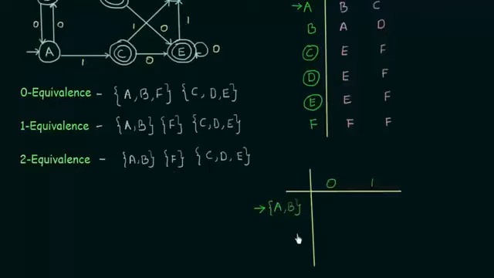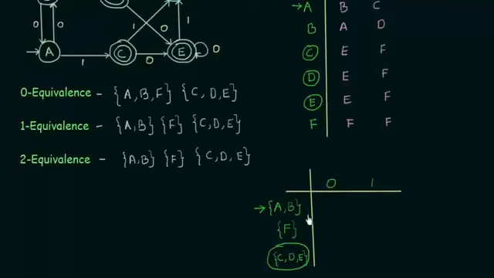And then the next one is F. F is the next state. And then the next state is CDE. Okay. And you notice that in the original DFA, CDE were all final states. So here, this state by itself will be the final state.